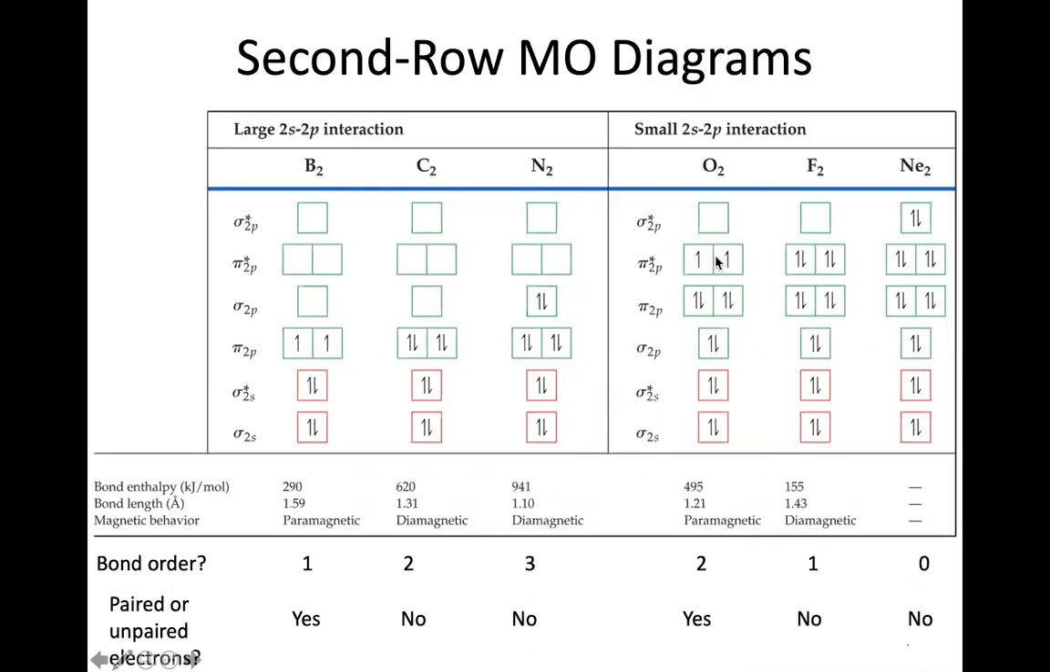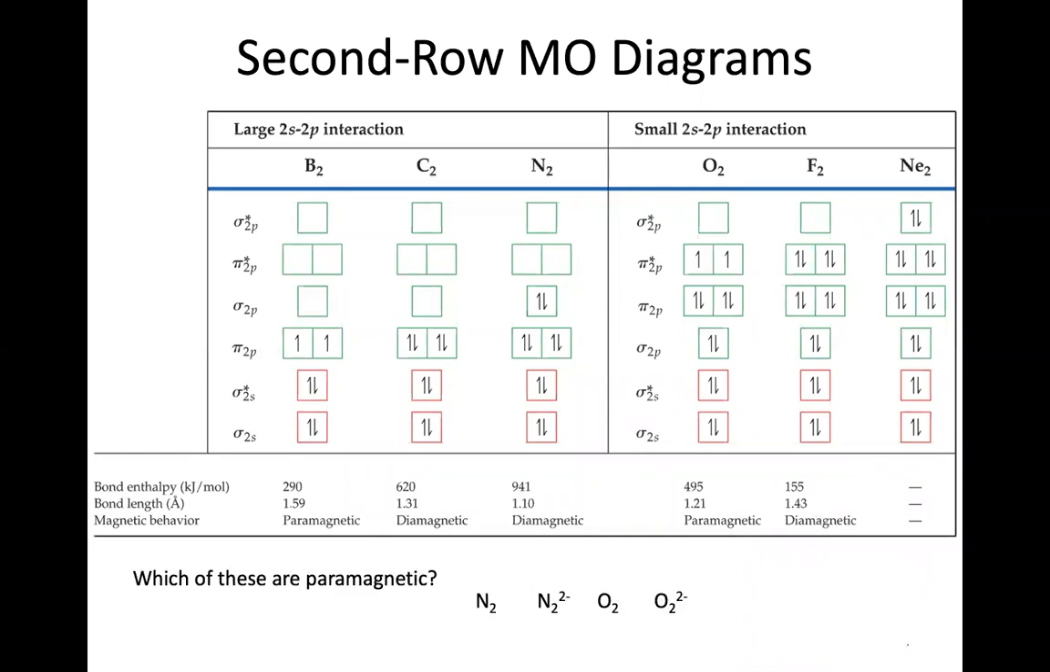O2 has 2 unpaired electrons. Notice how that matches up with whether it's paramagnetic or diamagnetic. The examples with unpaired electrons are paramagnetic. The other ones are listed as diamagnetic. A really typical application for this is a question like this: which of these are going to be paramagnetic?